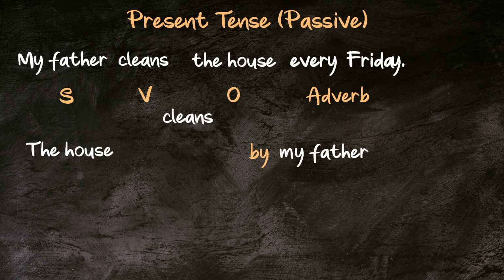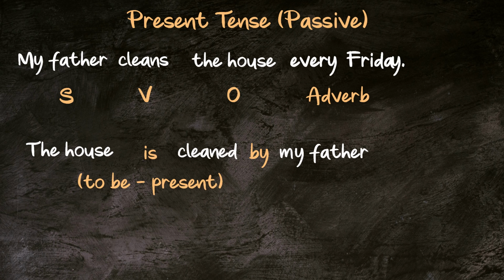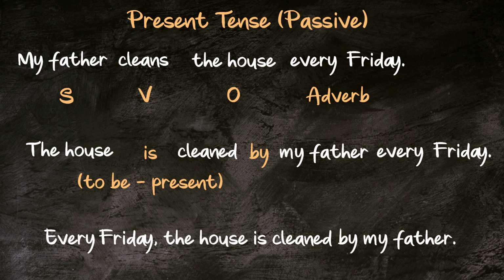Our verb is in the present tense. We're going to change it into participle and make it cleaned. And to be, because our tense is present, is going to be is. The house is cleaned by my father every Friday. If I would like to use a fronted adverbial, I can say every Friday the house is cleaned by my father.